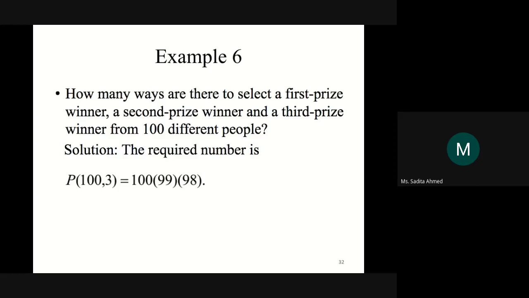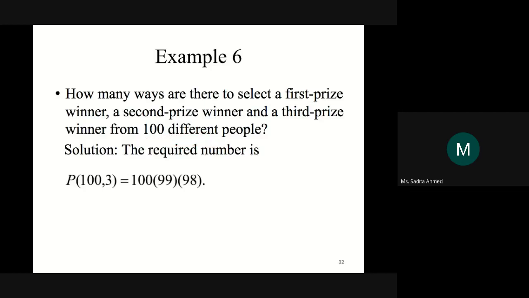So how do we know that permutation is applicable here? First of all, we have 100 distinct objects. Why distinct? Because these are people. So we have 100 distinct objects, and from there, we have to select 3 distinct objects again, right? 3 different people from 100 different people.